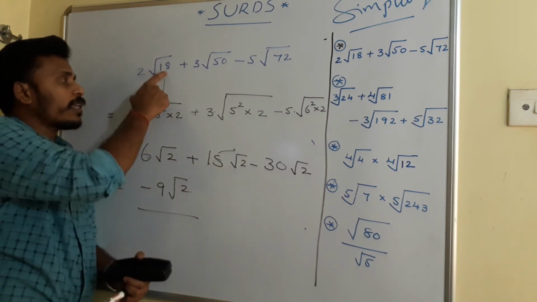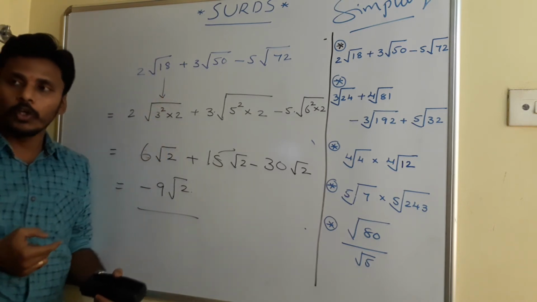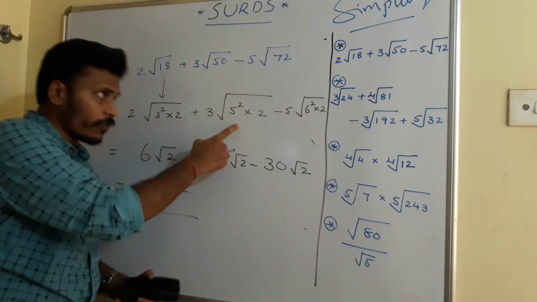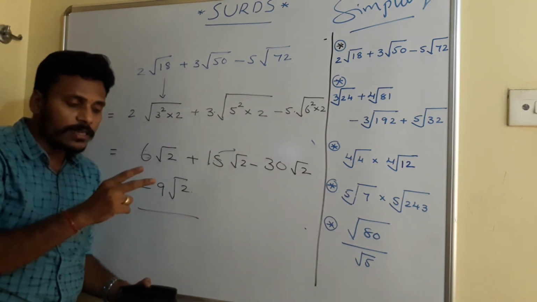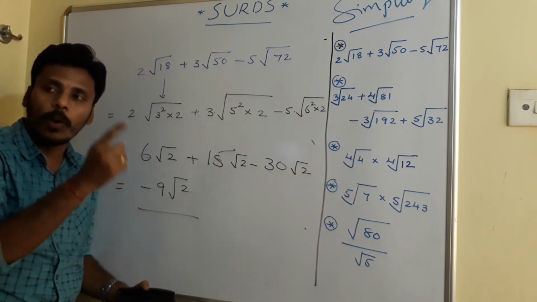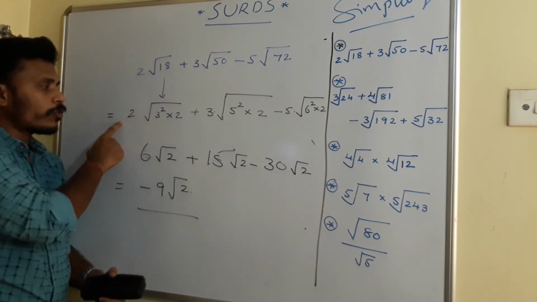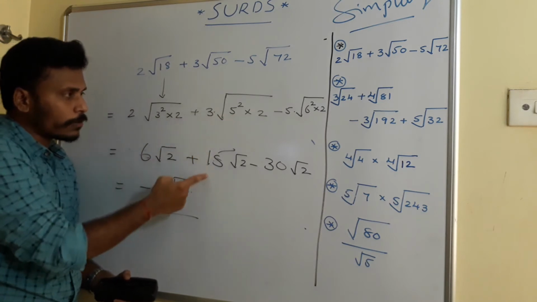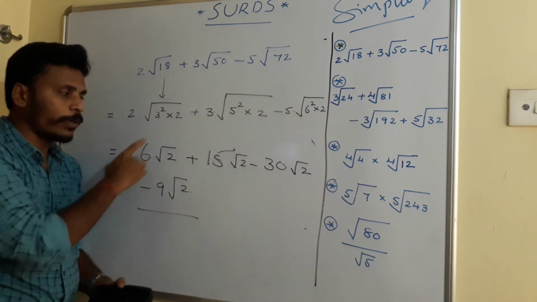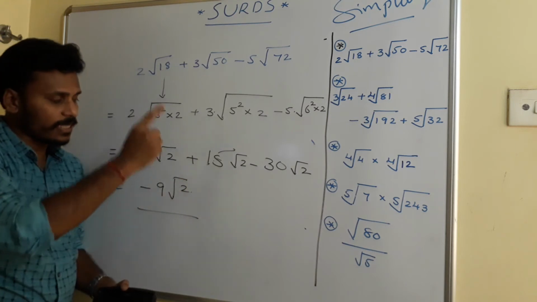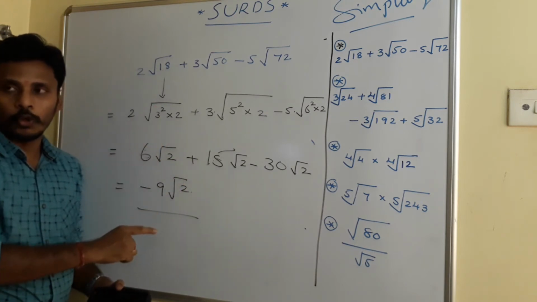Now if you prime factorize this 18, it becomes 3 square into 2. And here it is 5 square into 2, there it is 6 square into 2. Under the square root, if any number is there 2 times, you need to write 1 time outside. So 3 out becomes 6, 5 out becomes 15, 6 out becomes 30. Now at the end, 6 plus 15 is 21, minus 30 is minus 9 root 2, and this is your answer.